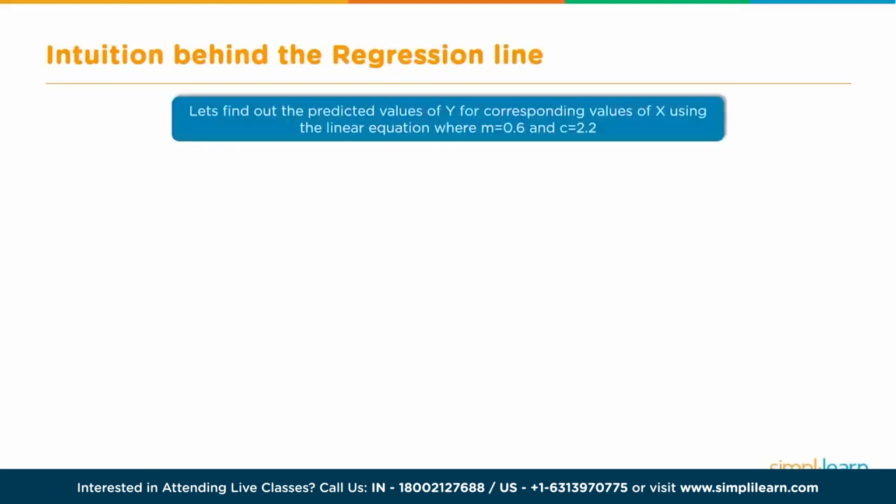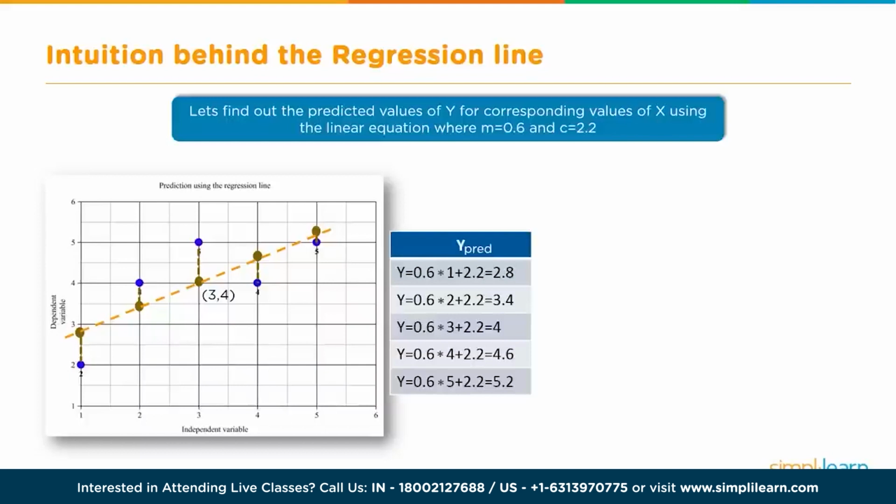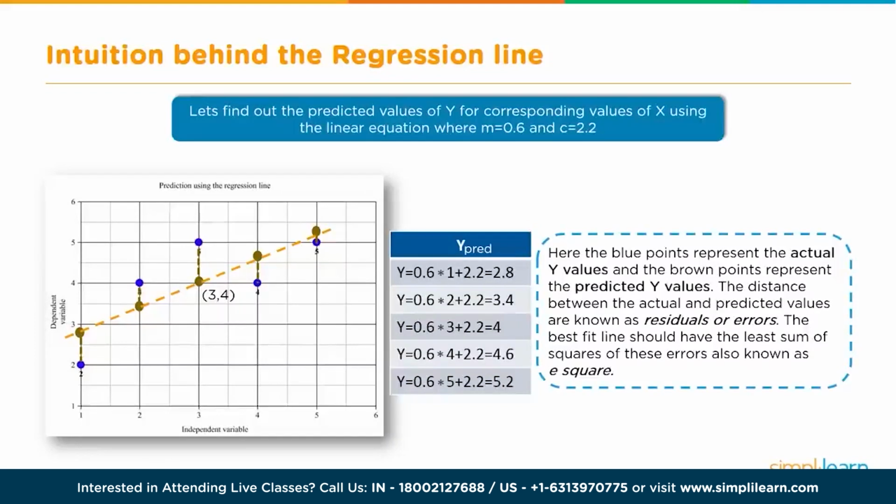Continuing deeper into what's going on behind the scenes, let's find out the predicted values of y for corresponding values of x using the linear equation where m equals 0.6 and c equals 2.2. We're going to take these values and plot them. We're going to predict them, so y equals 0.6 times x, where x equals 1, plus 2.2 equals 2.8, and so on. Here, the blue points represent the actual y values, and the brown points represent the predicted y values based on the model we created. The distance between the actual and predicted values is known as residuals or errors. The best fit line should have the least sum of squares of these errors, also known as e square.